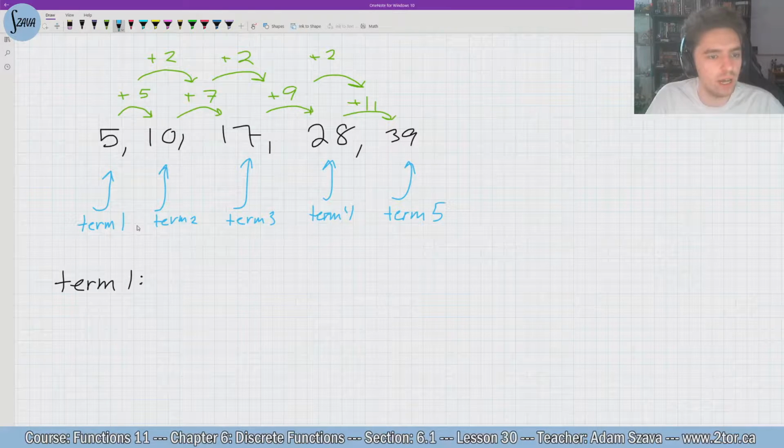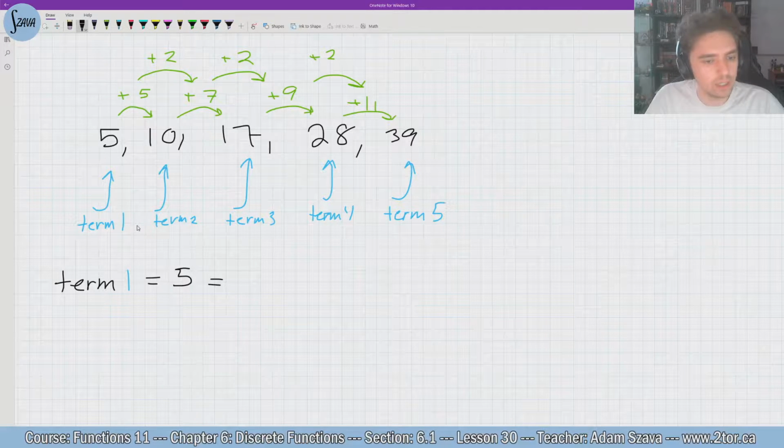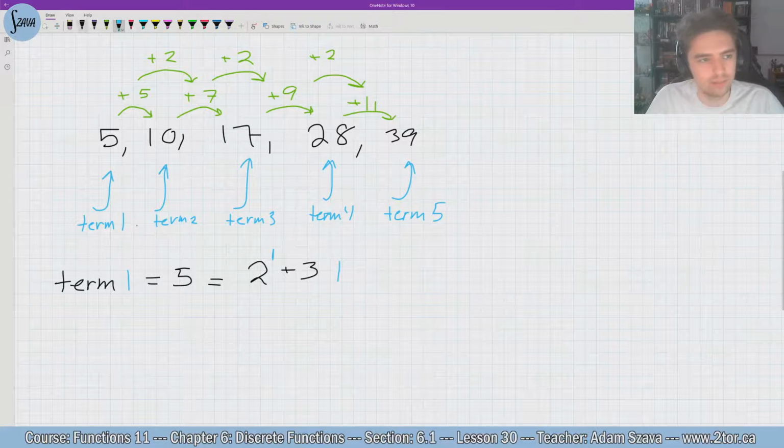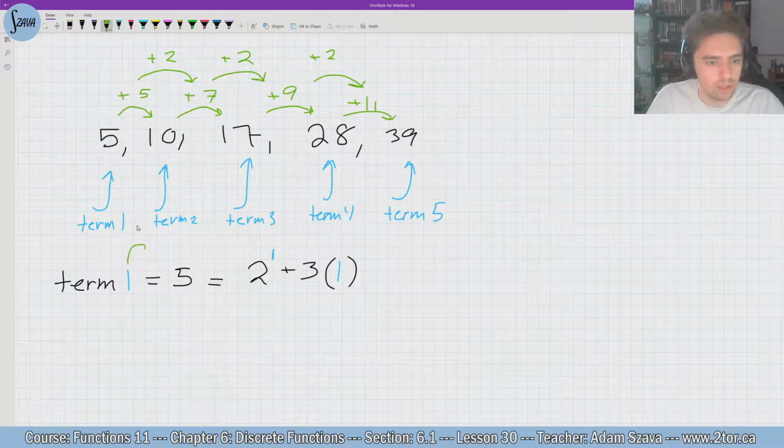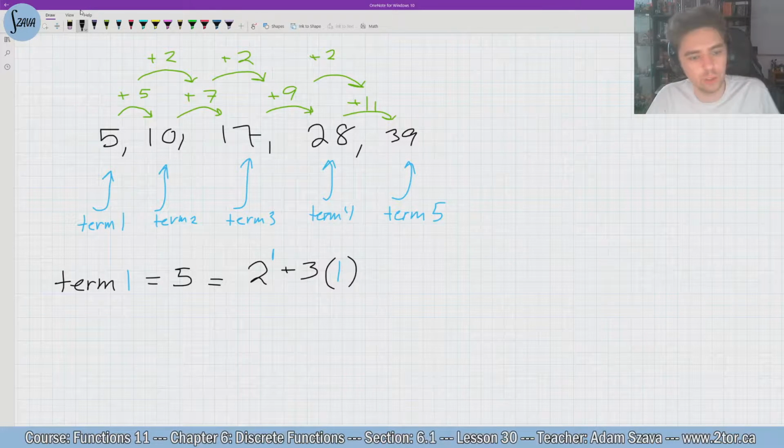So term 1 is 5, obviously. Term 1 equals 5, okay? But that's actually also 2 to the power of 1 plus 3 times 1. Where does 1 come from? The term number. Let's see if that holds true for the next one.